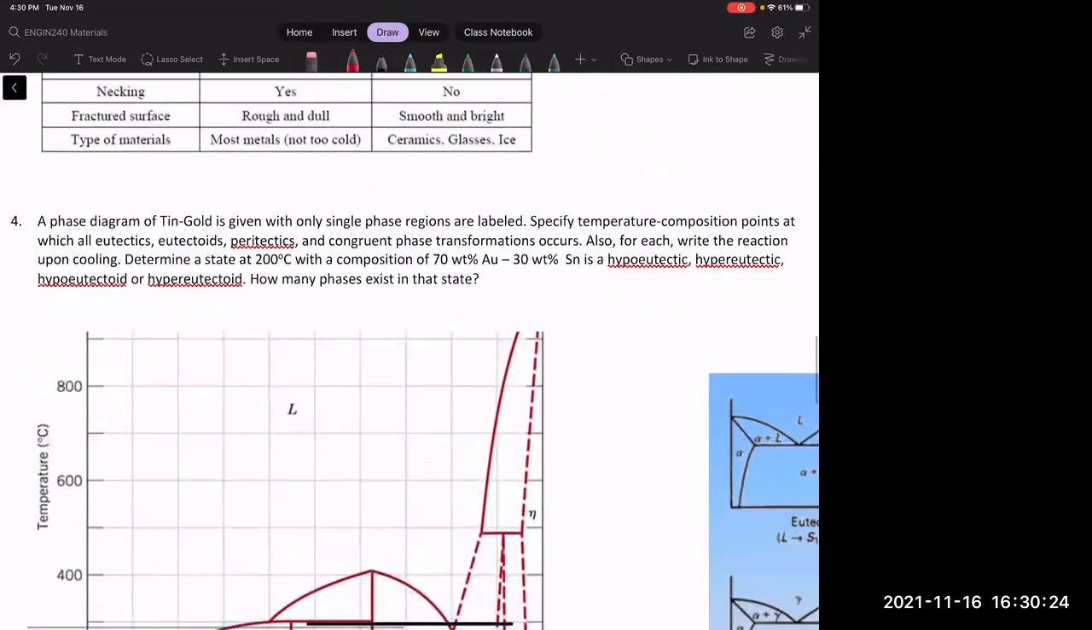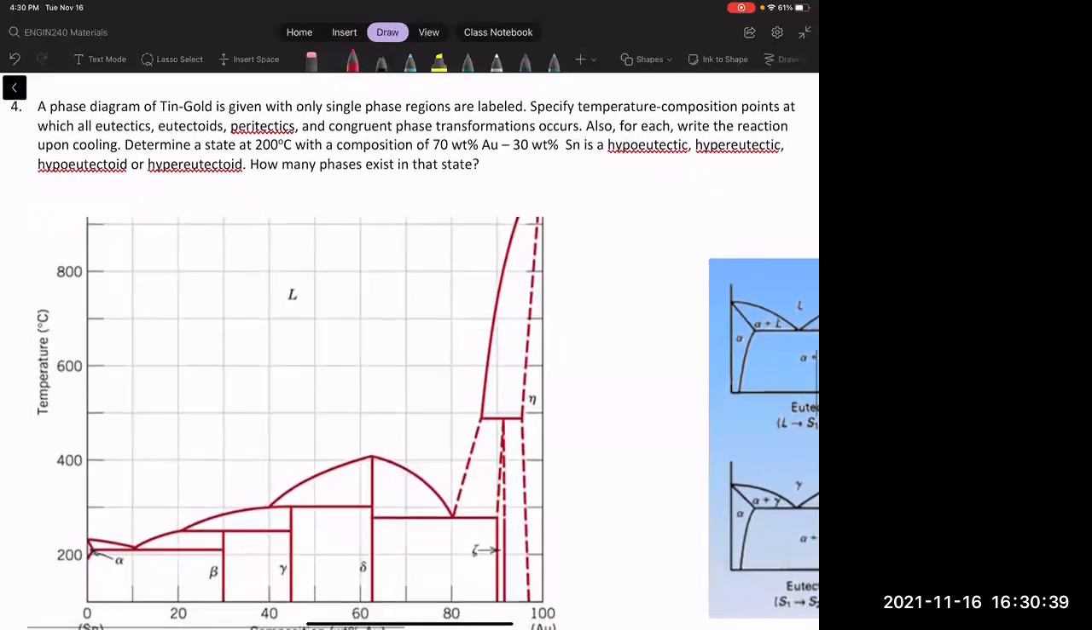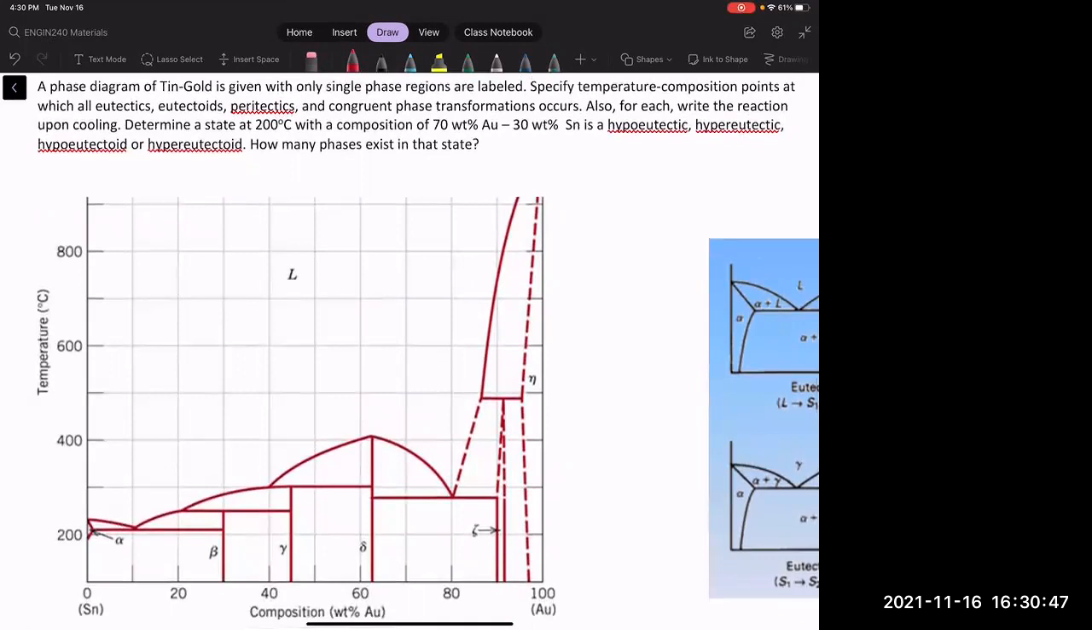The next one is about the phase diagram. The phase diagram has a lot of information. The first one over here just asks you to identify some sample points. The particular phase diagram that we give to you is the tin and gold. So you have two different materials. This is a binary phase diagram, but as you can see, it is so complicated.